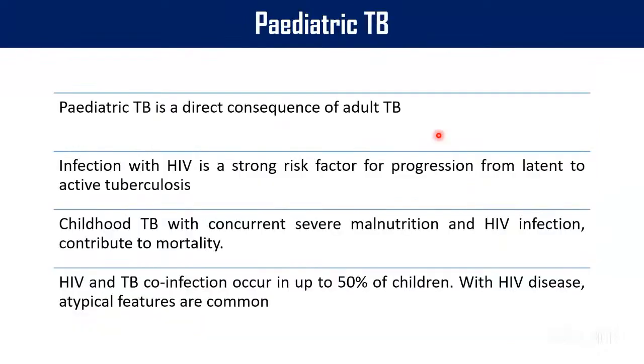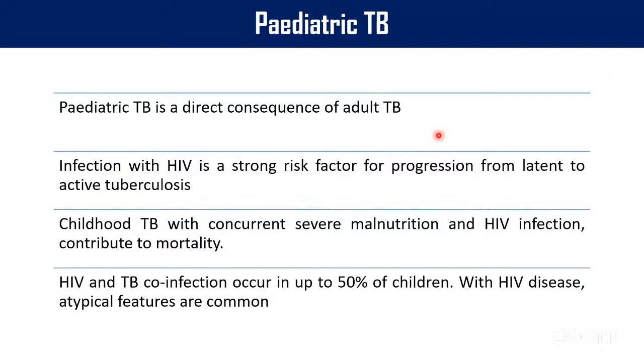Pediatric TB, remember, is most of the time a direct consequence of adult TB. So usually it is transmitted from an adult tuberculosis patient. You should always search for adult TB patients in the family whenever you are seeing a pediatric TB. Infection with HIV is a strong risk factor for the progression from latent to active tuberculosis. Whereas in children, it may be just a progression of primary infection itself. Childhood TB with concurrent severe malnutrition and HIV infection contributes to significant mortality and morbidity.